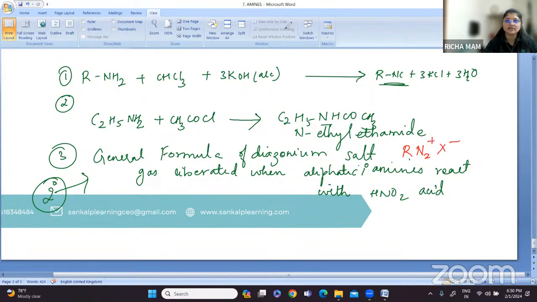And which gas is liberated? So you should write like this: R N2 plus X minus. Which gas is liberated? Yes, it is nitrogen gas. Good, Vedvati and Priyanka have answered it right. Okay, one more reaction, very important.